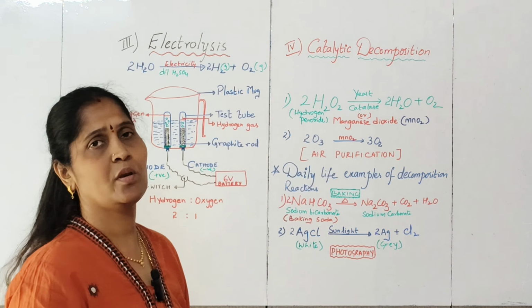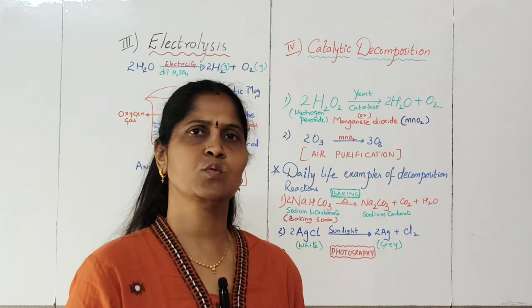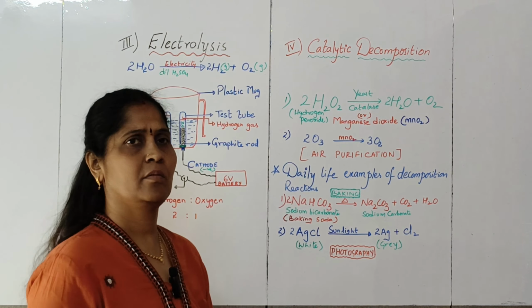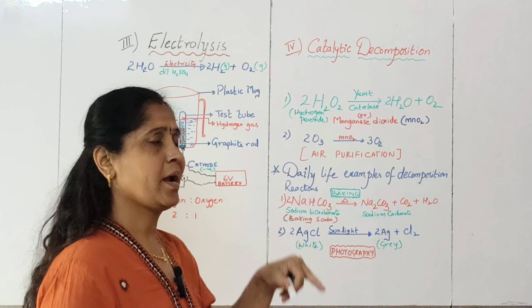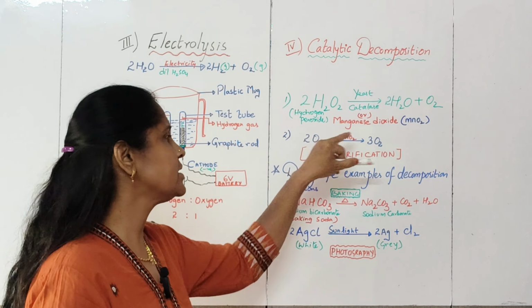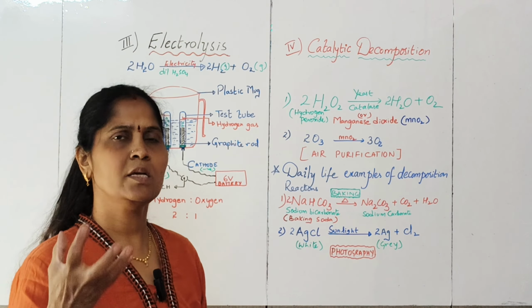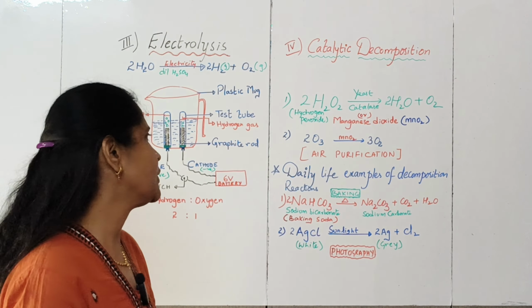You know what O3 is? O3 is nothing but ozone. So ozone is not suitable for us to breathe in. So for air purification in atmospheric chemistry, they use manganese dioxide. This is a very useful application. In the presence of the catalyst, it gets decomposed and forms oxygen, which is easy for us to breathe in. So this can happen through catalytic decomposition.